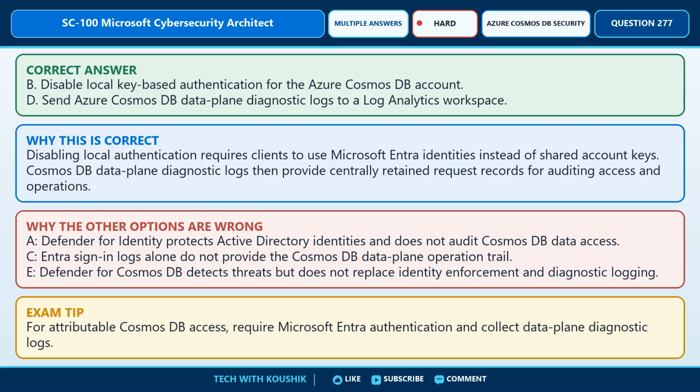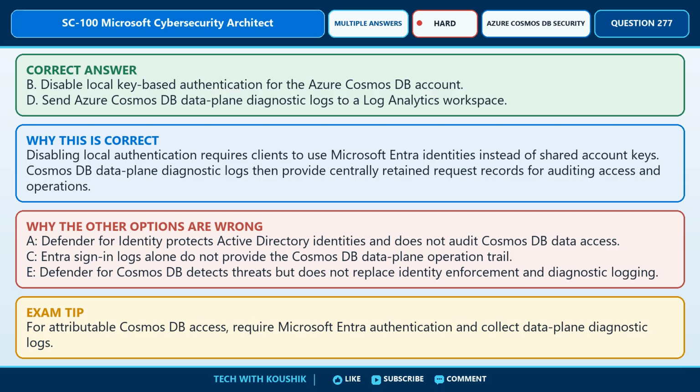Here's why. Disabling local authentication requires clients to use Microsoft Entra identities instead of shared account keys. Cosmos DB data plane diagnostic logs then provide centrally retained request records for auditing access and operations.